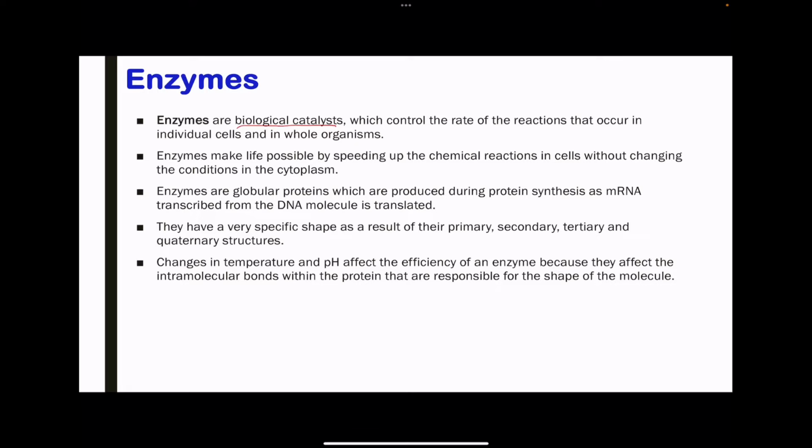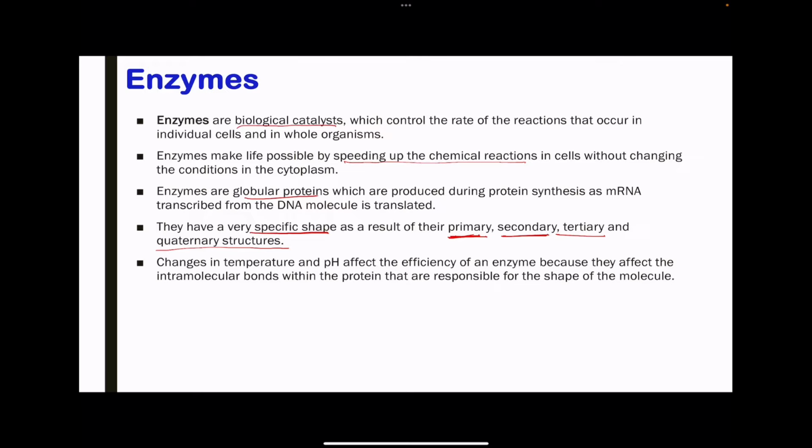These enzymes work by speeding up the rate of chemical reactions without changing the conditions within the cytoplasm. You also need to know that enzymes are globular proteins. That is why they have specific sites, or the way the enzymes fold into the 3D structure allows them to have a specific shape. As enzymes fold, they go through primary, secondary, tertiary, and mostly quaternary structures. That allows them to have the 3D structure for the active sites in order for the substrate to bind into those active sites.